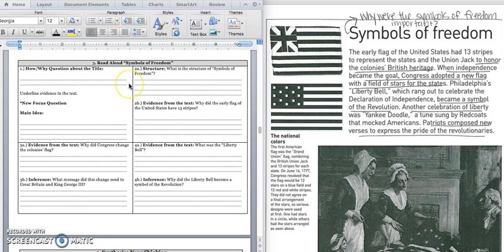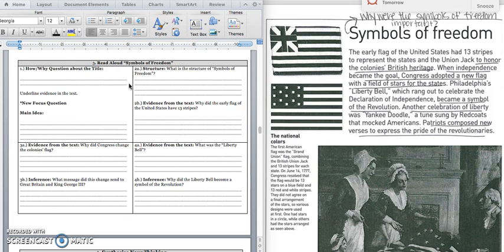So in 2A, I would write, this is a descriptive text because it describes the many different symbols of freedom that existed during the Revolution. Press pause to write down your answer and play when you're ready for 2B.